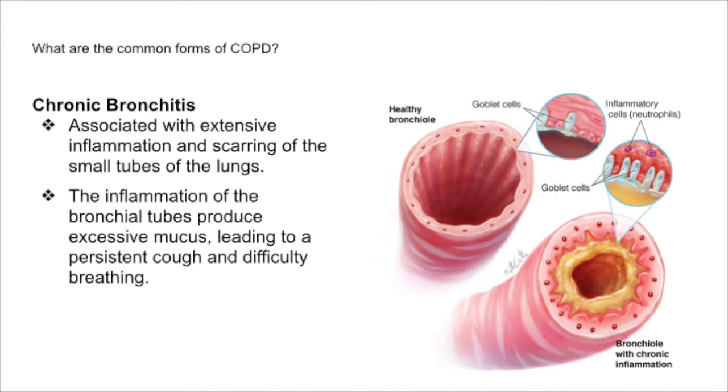Bronchitis is the inflammation of the bronchioles found in the lungs, and the inflammation results in an excess amount of mucus being produced, leading to long-term cough and difficulty breathing. As you can see, the picture provided on the right represents the difference between a healthy bronchiole and a bronchiole with chronic inflammation. Now, the healthy bronchiole is clear and unrestricted, whereas the other one is red, which represents inflammation, and the yellow mucus buildup is what restricts the tube and ultimately the airflow.